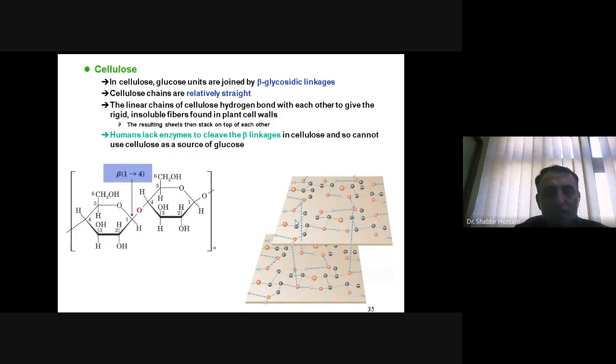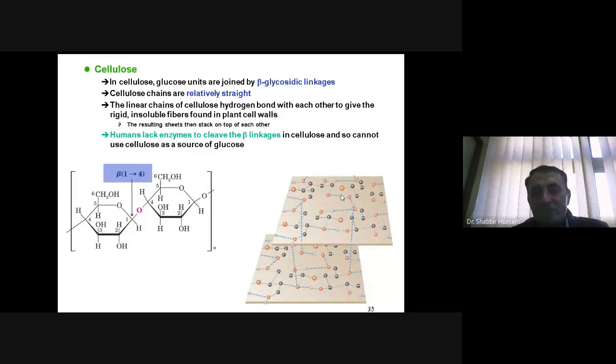Cellulose की जो chains होती हैं वो relatively straight होती हैं as compared to glycogen, ठीक है, ये straight होती हैं. इसकी जरूरत क्यों पेश आई स्ट्रेट होने की? द लीनियर चेन्स ऑफ सेल्यूलोस, हाइड्रोजन बॉन्ड विद ईच अदर, इनके दरमियान हाइड्रोजन बॉन्ड होता है to give rigid insoluble fibers found in plant cell wall. As you know, cellulose is responsible to making the cell wall of plant.